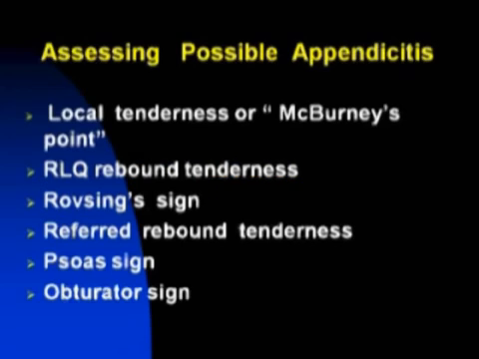Appendicitis. Assessing possible appendicitis by checking for local tenderness or McBurney's point, right lower quadrant rebound tenderness, Rovsing's sign, referred rebound tenderness, psoas sign, and obturator sign.